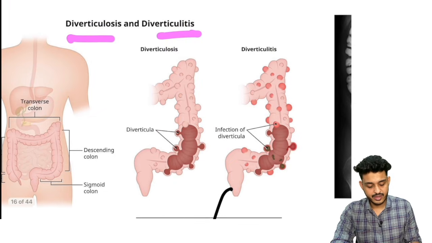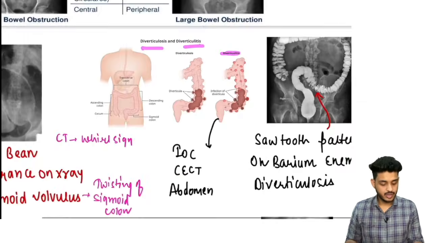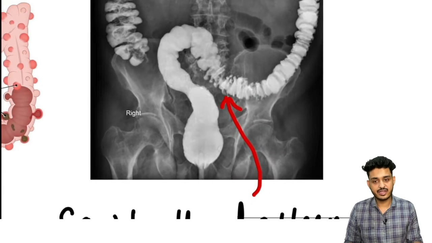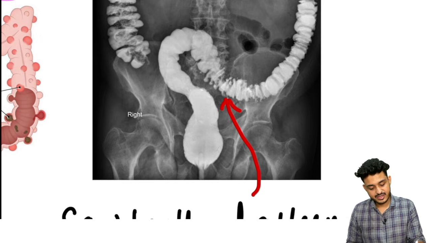We call it diverticulitis. And what kind of appearance will you have in diverticulosis? You will have this sawtooth appearance on barium enema, beta.